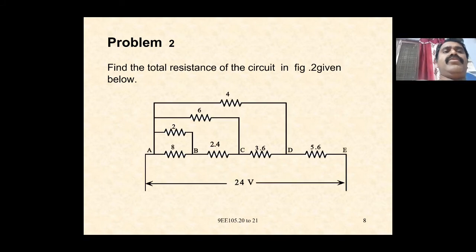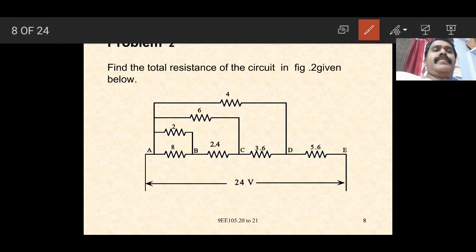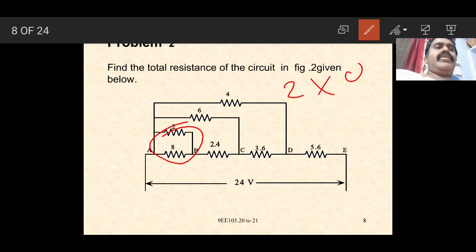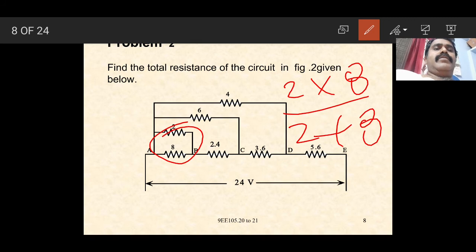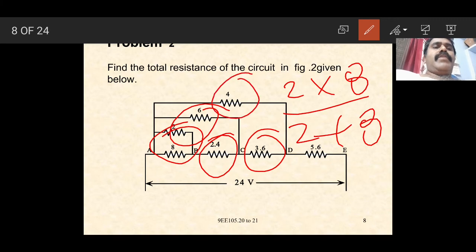Next, here find the total resistance of the circuit given below. First we have to do the 2 and 8, which comes in parallel. That is, we have to do 2 into 8 divided by 2 plus 8. Again this comes in series with the 2.4. Again we have to add. Again we have to do parallel with this one. Again here parallel combination comes in series with this one. Again we have to do parallel. Again series. Again we have to find the entire resistance here.